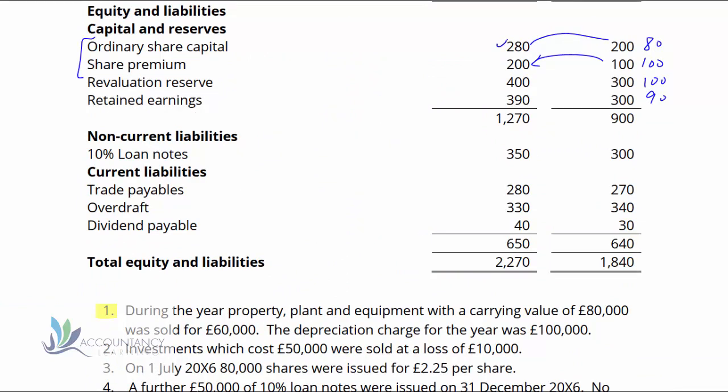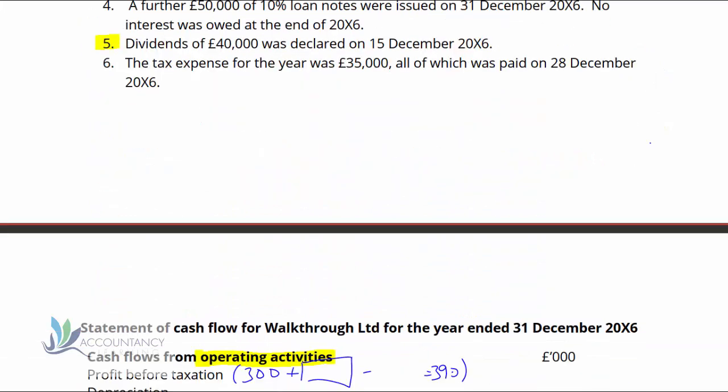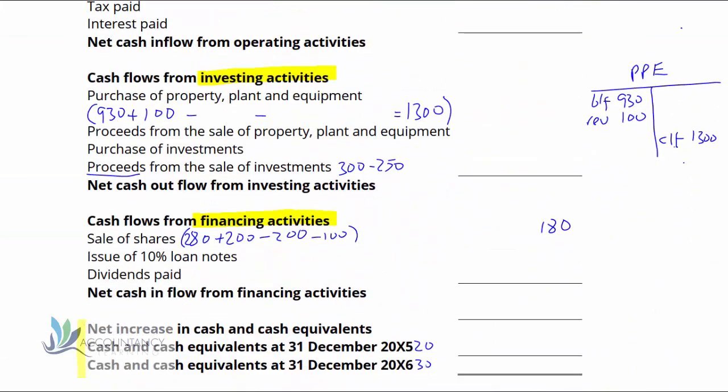Okay, so we've used all of these numbers now somewhere in our workings. Now we have some non-current liabilities. We've got some 10% loan notes, and we can see there is an increase of 50 in these loan notes. So we've raised some more cash by borrowing some more and issuing these loan notes. That's part of our financing activities. So we scroll down to our financing activities, and we see the issue of our loan notes. We have 350 minus 300, and that gives us 50 of cash coming in as a result of those loan notes.